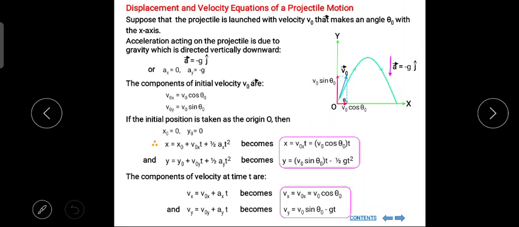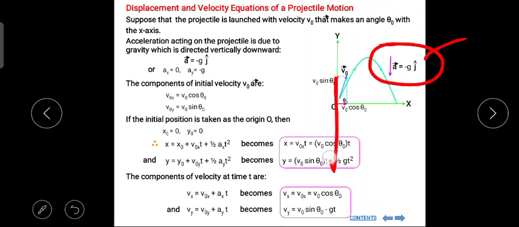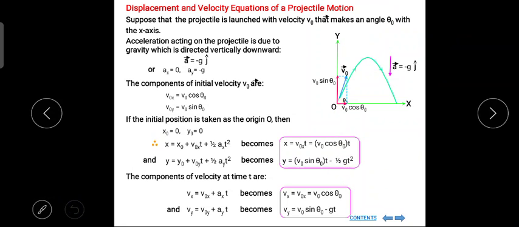Now talking about the acceleration, the acceleration in the x component will be 0. And the acceleration in the y direction is acting downward, so the acceleration will be minus g. Minus is my sign convention for solving problems. I have already applied j cap and it is acting downward, which means minus j cap, like this way. So here we write about the acceleration. Now the component of initial velocity.